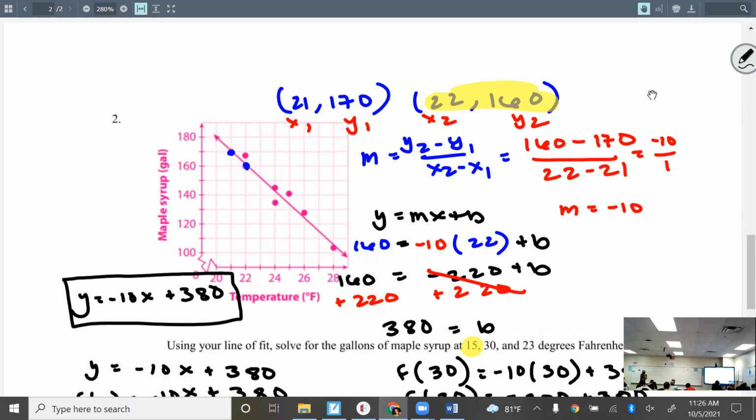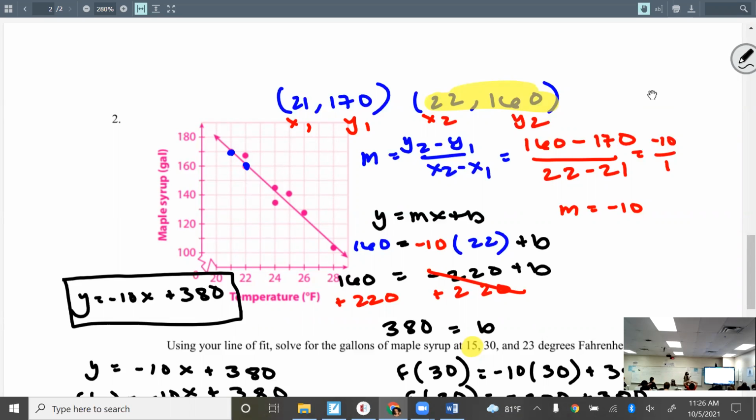All right, so then you calculate your slope with that formula. You calculate your y-intercept with slope-intercept form. Where do I get the x and y from to plug in? From one of the coordinates you used. This time I used that one. Solve for b, and we got b is 380 or something close to that.